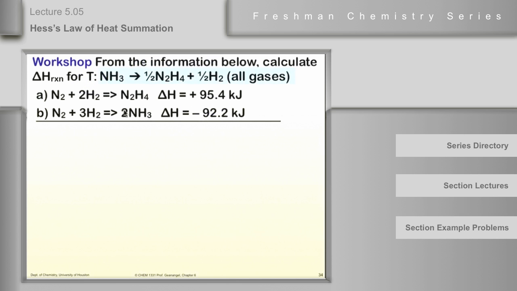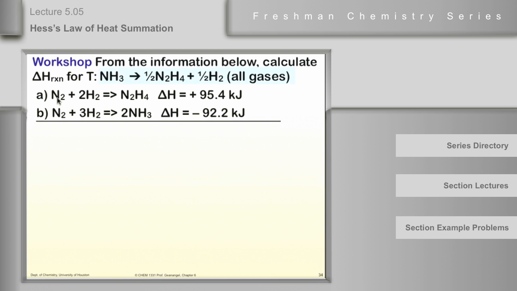I'm going to do another one for you. This one I made up. Or I stole it from another book. I'm not sure where I got it. The target equation is ammonia going to 1/2 of hydrazine plus 1/2 of H2, and they're all gases. I'm not sure whether you have this. It may be in a different place. You may not have it at all. But anyhow, write it down if you don't have it. So that's the target equation.